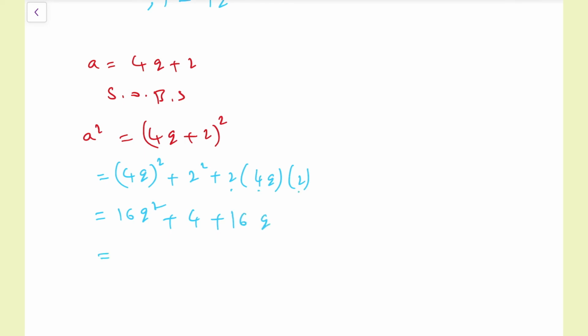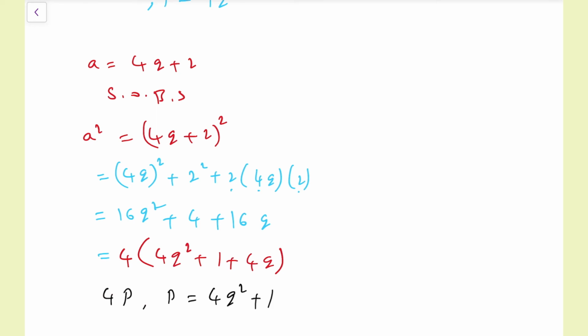Now again from all three we can take out 4 common. So I am taking 4 common, then we remain with 4q square plus 1 plus 4q. Now it is in the form of 4p, where p equals, what is there in the bracket, 4q square plus 1 plus 4q. 0, 1, 2 remainders completed. Now coming to the remainder 3.